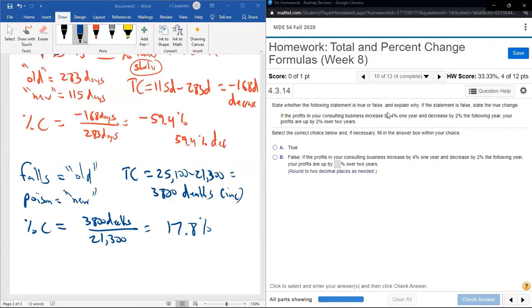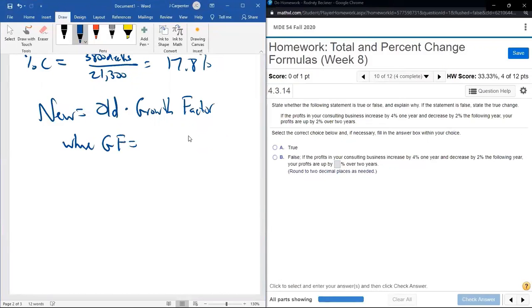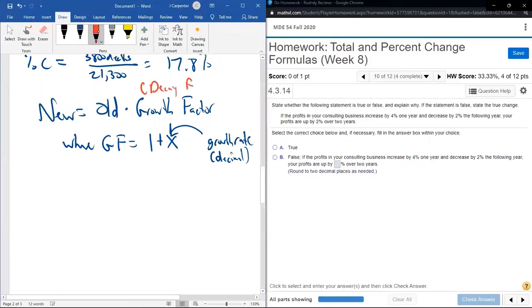So this is where we said you can use that formula: the new is equal to the old times the growth factor, where your growth factor is 1 plus x as a decimal. So the x right here, that's your growth rate as a decimal. Now this also works for decay, except a decay factor is 1 minus that decay rate. So this increase, 4%, that's a growth. A decrease, that's a decay. Growth is up, decay is down.